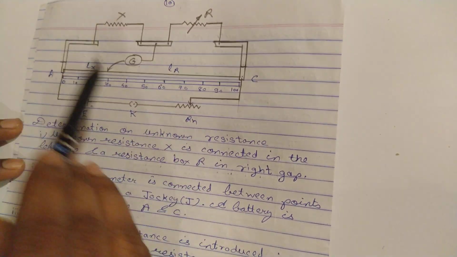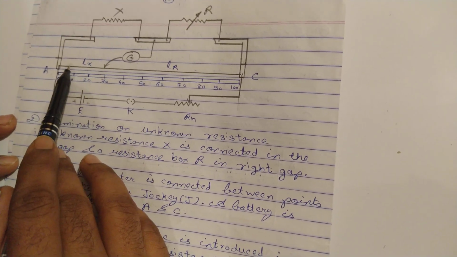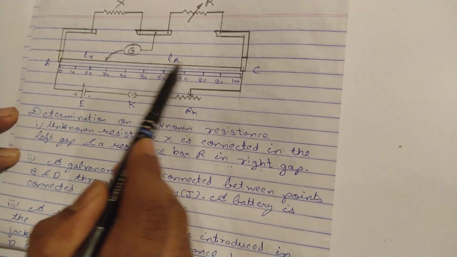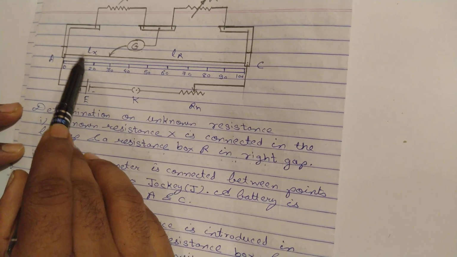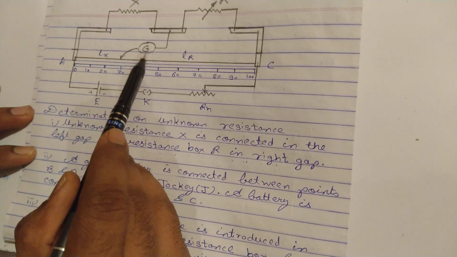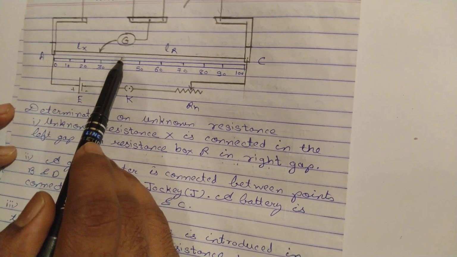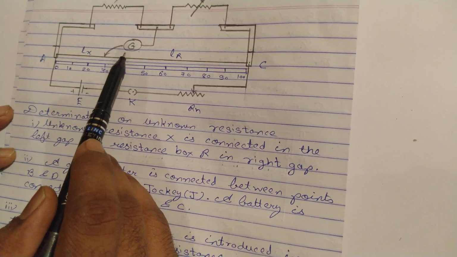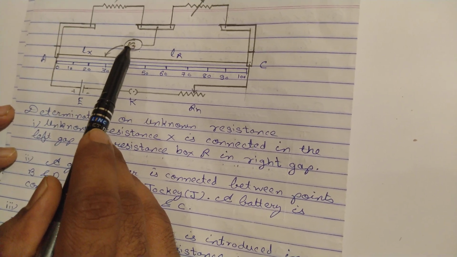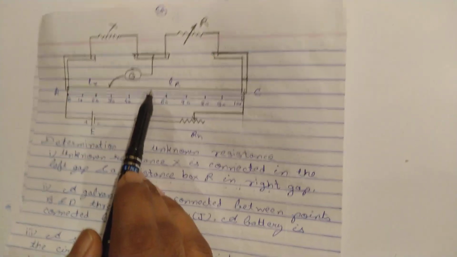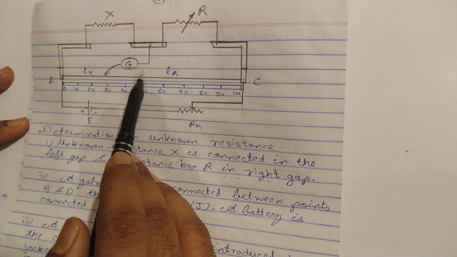Then you have to tap the jockey. This jockey you have to tap on the wire AC. This is a metal wire. Tap means you have to keep like this, tuck, tuck, tuck, tuck, tuck, tuck. You have to tap the jockey till you get zero deflection in the galvanometer. The galvanometer will show zero deflection.